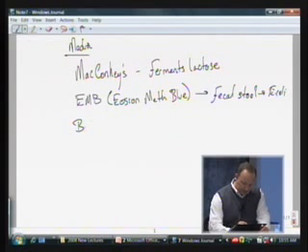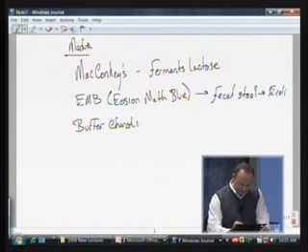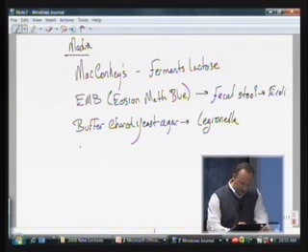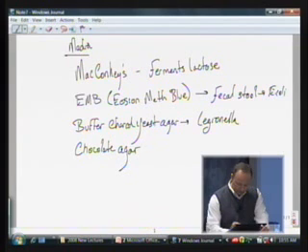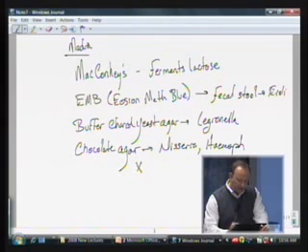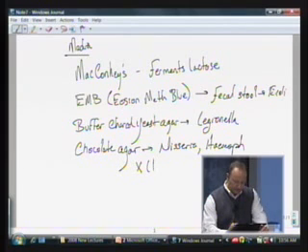Buffered charcoal yeast extract agar, for Legionella. They talk about chocolate agar, I'm going to think of Neisseria or Haemophilus. Now you know that with chocolate agar, they sometimes talk about an X factor, which is heme, and they sometimes talk about a V factor, which is NAD.